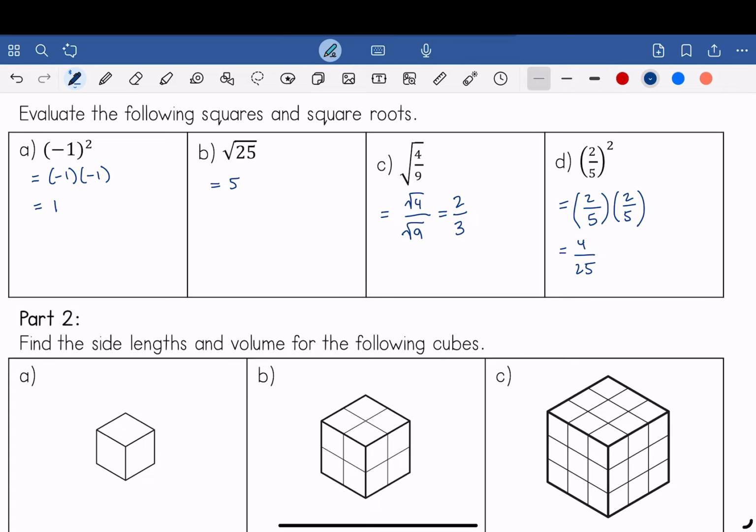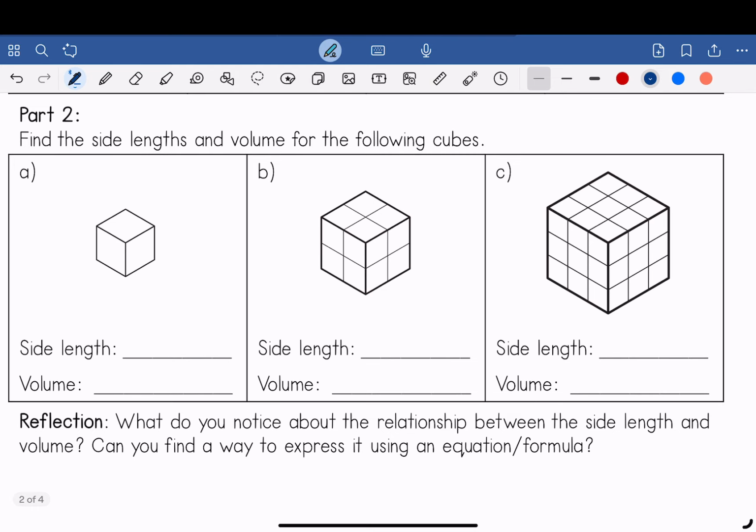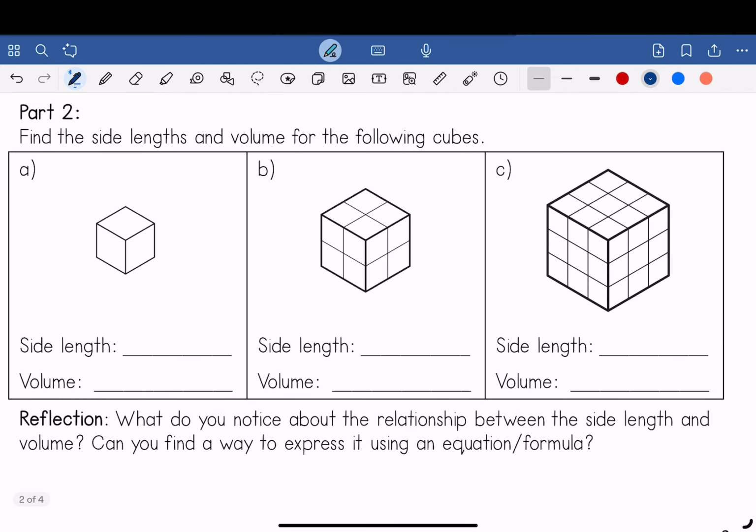Part 2. Find the side lengths and volume for the following cubes. So the side length here is 1, right? There's 1 unit. And the volume means the total space the whole cube takes, which would be 1 times 1 times 1, which is equal to 1 units cubed.